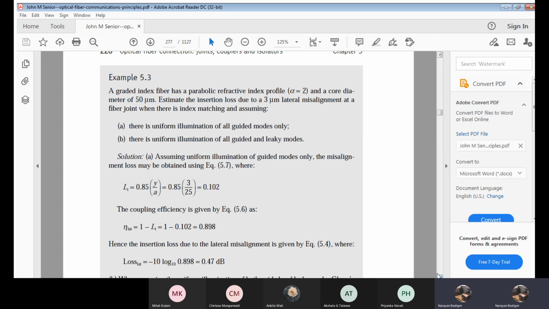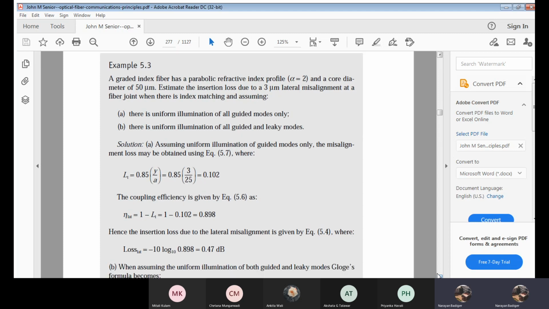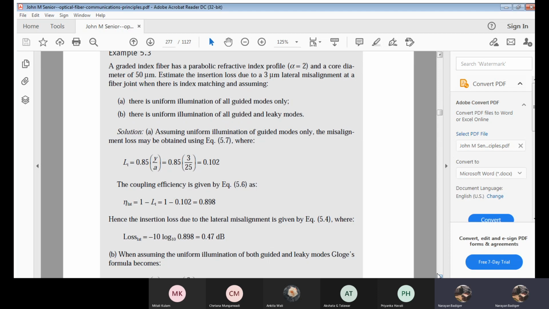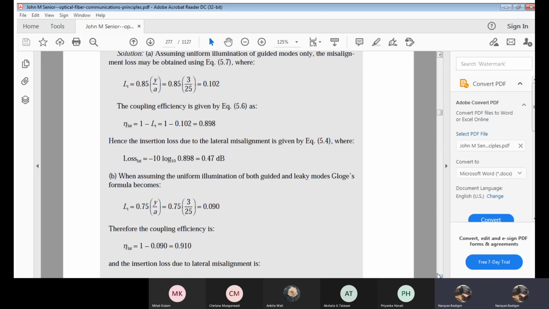Now the first LT is 0.85 into y by a. Y is given, which is 3 micrometers, divided by a, which is 25 micrometers. Just calculate that LT, simple. Now eta lateral means 1 minus that 0.102. So 0.898, and use it with respect to log. You will be getting it in terms of decibels.